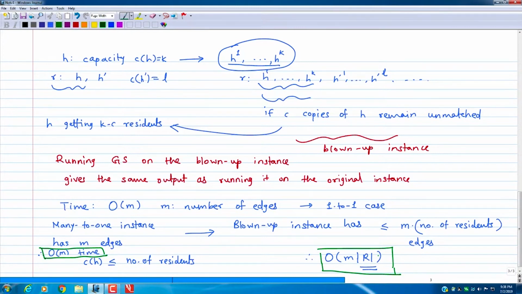And rightly so, because it doesn't really make sense for R to propose to all copies of H separately, which is what will happen when we blow up the instance. So it is really wasteful, and also there are some interesting results which we can't see in the one-to-one setting, but which are evident in the many-to-one setting. So one such result we will see now.